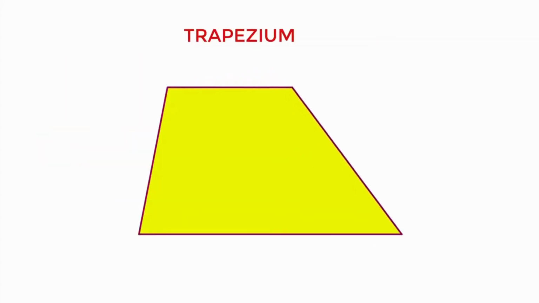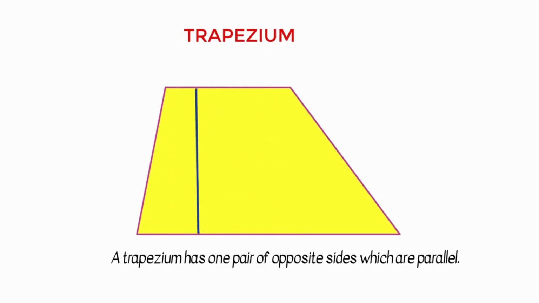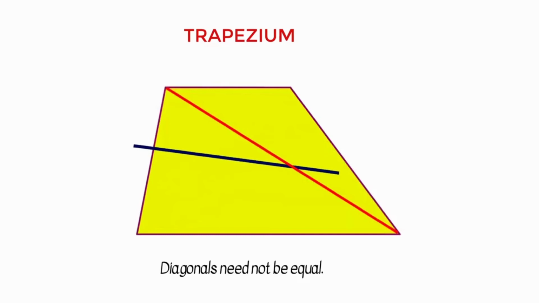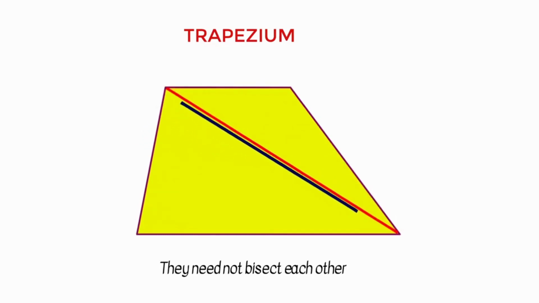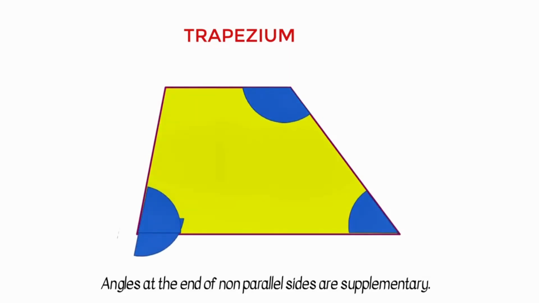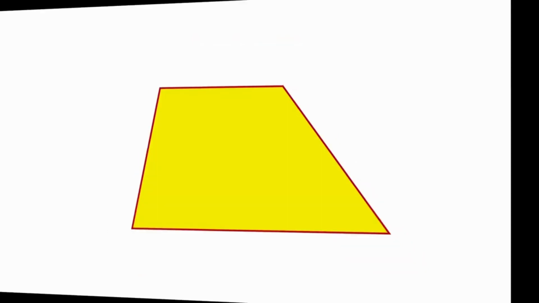If a quadrilateral has one pair of opposite sides which are parallel, what we get is a trapezium. Hence a trapezium has one pair of opposite sides which are parallel. The parallel sides are called the bases and the non-parallel sides are called the legs. The diagonals need not be equal, and they need not bisect each other. The angles at the ends of each non-parallel side are supplementary.